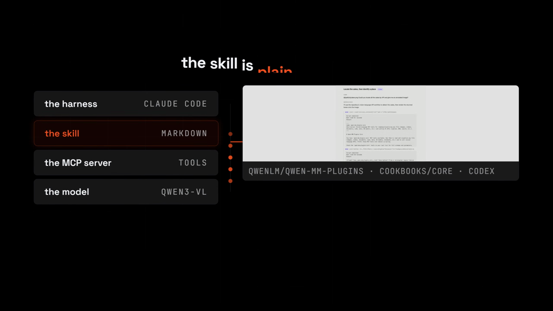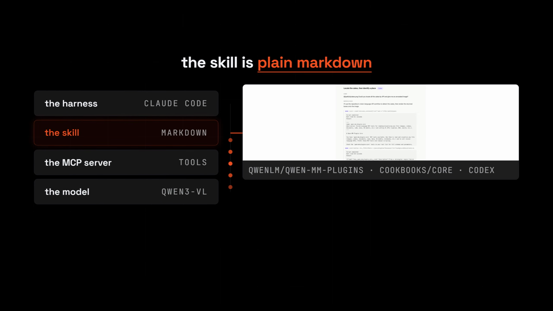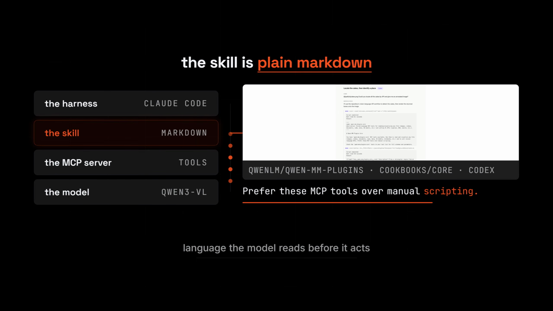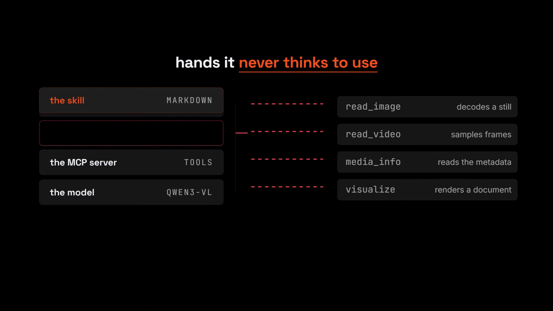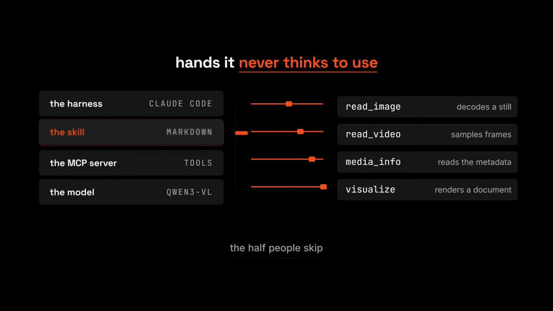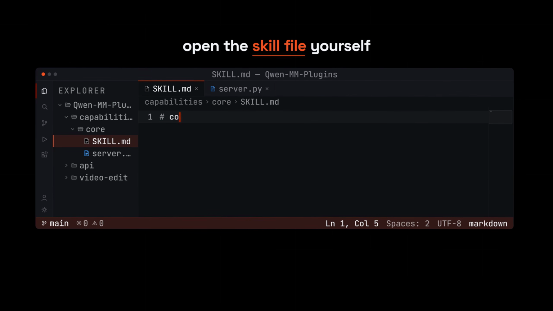meshes. The skill is plain Markdown, and it does the one thing the tools cannot do for themselves. It tells the model those tools exist and when to reach for each one, in language the model reads before it acts. Ship the tools without the skill, and the agent has hands it never thinks to use. That is the half of an MCP integration people skip, and it is why this repository installs both together by default. You can open the core skill file yourself.